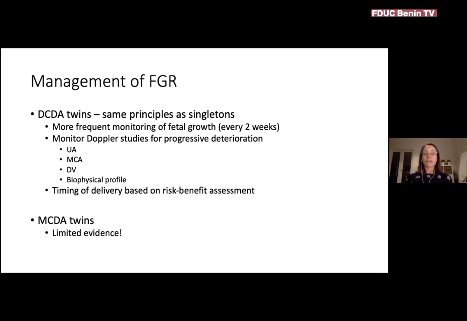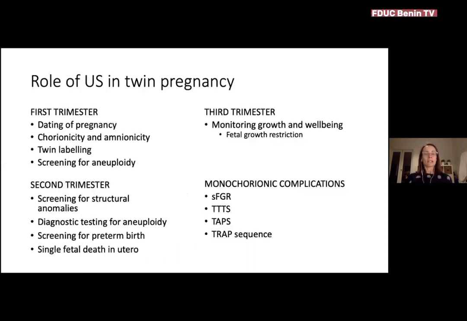And then monochorionic twins are even more difficult because there's very limited evidence for how to manage growth restriction in these complicated pregnancies. But I'll talk about that more in just a moment. So for the last 15 minutes, I'm going to talk about the monochorionic complications, and I'll start with the type of growth restriction that happens in monochorionic twins, which is termed selective fetal growth restriction.